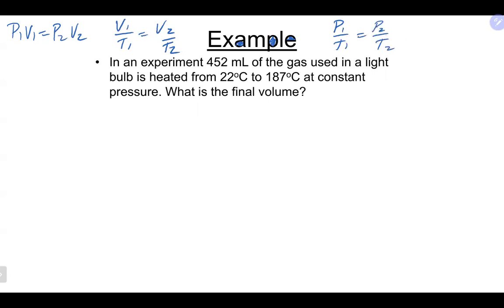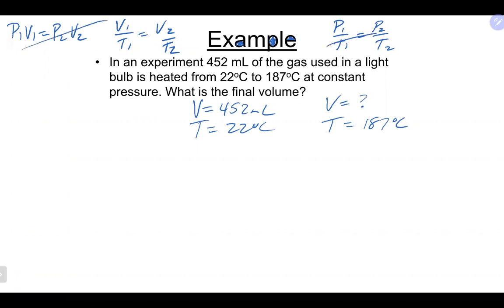A very good approach to gas law problems, if you're not really sure where to begin, is to just pull out the information and label what it is, and it oftentimes will point you to the right place. So obviously we have 452 milliliters, which is a volume. We have 22 degrees, which is a temperature. We have another temperature, 187, and we are looking for a volume. So pretty quickly, you should be able to eliminate these two, and you can almost see Charles' law there in our listing. And obviously that would be the correct one to choose.